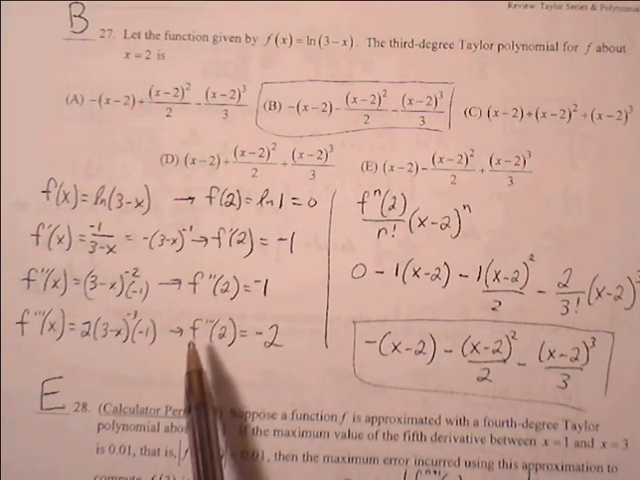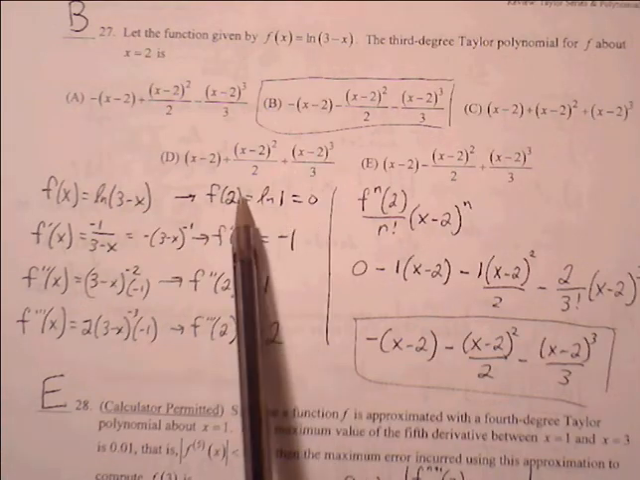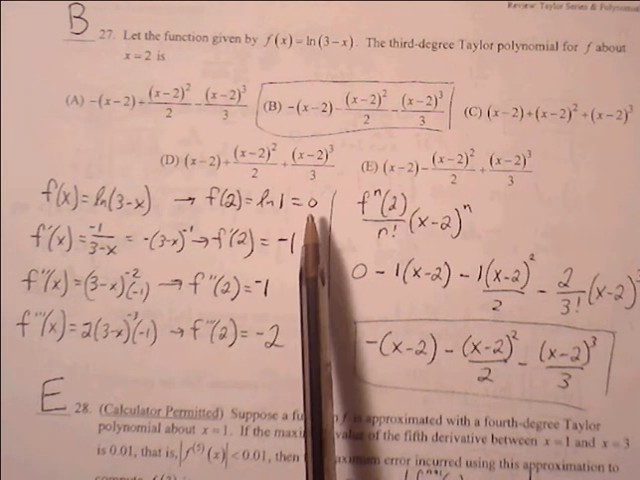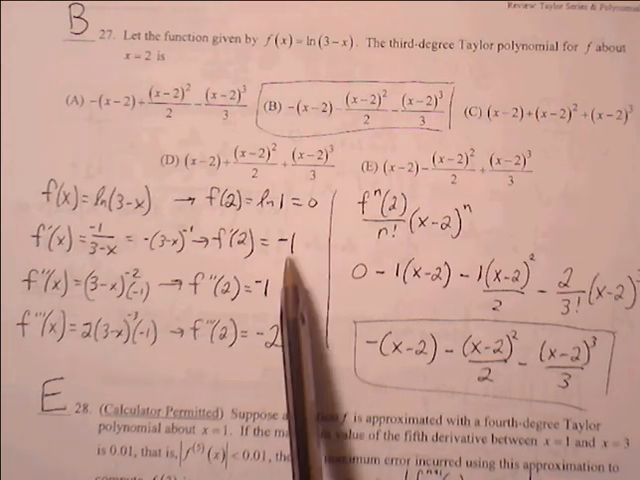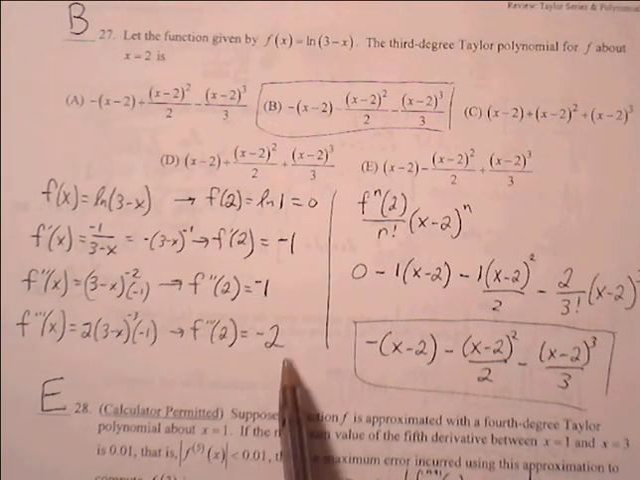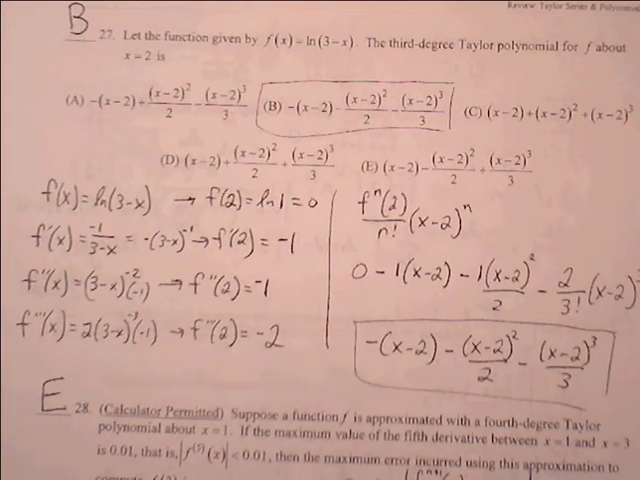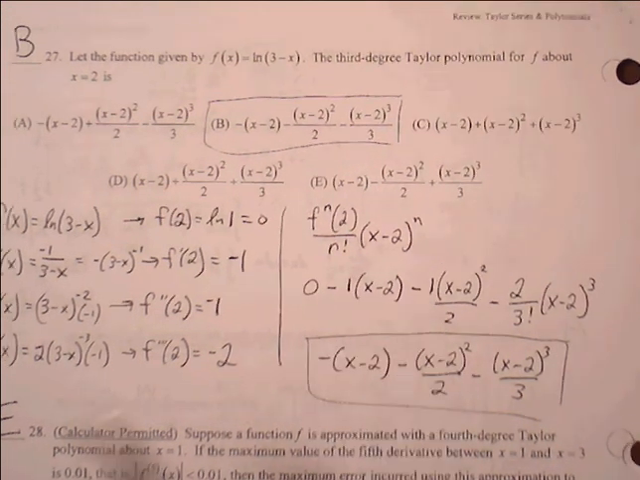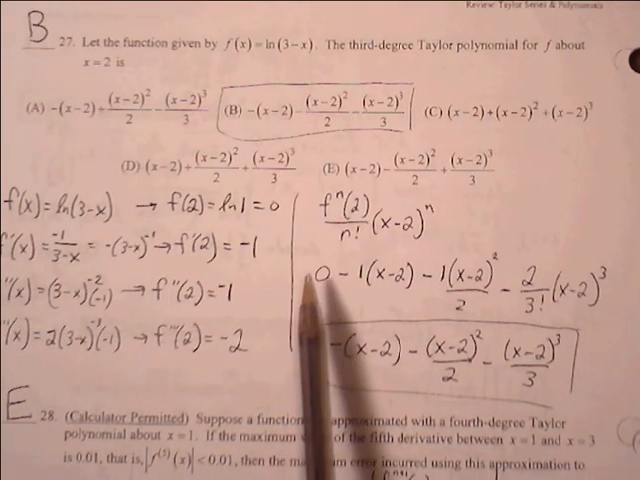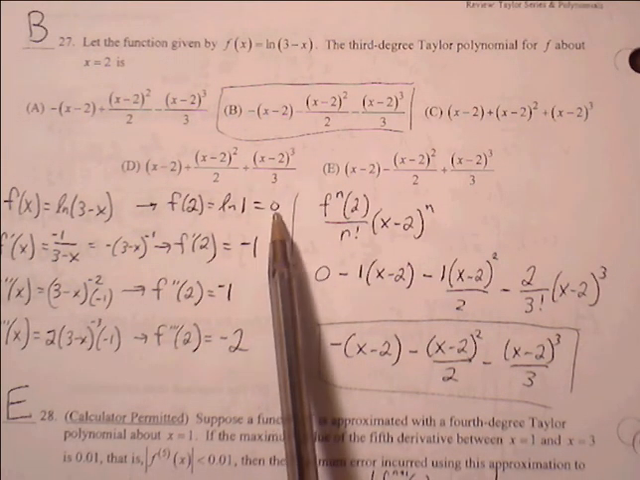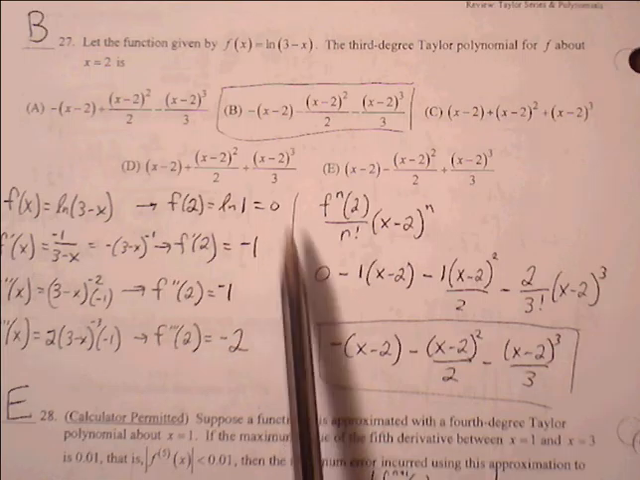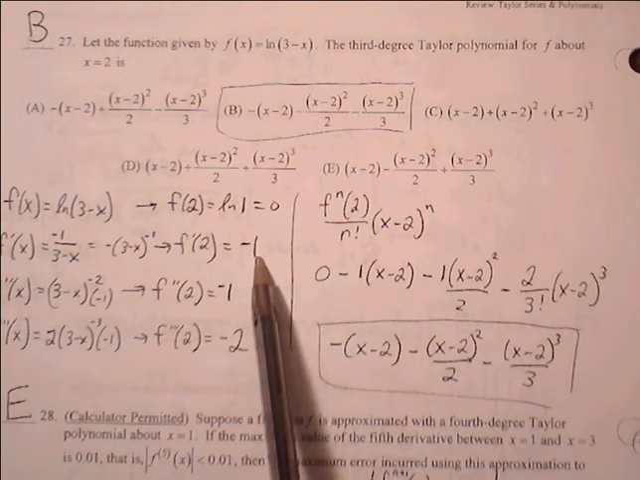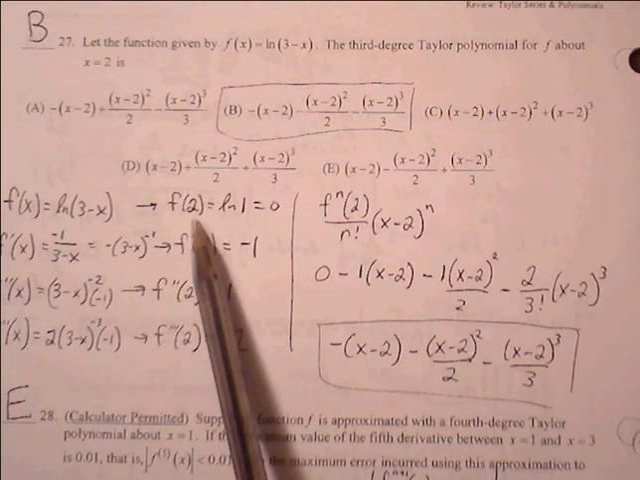Okay, so then we can plug 2 into each of the functions and derivatives. We get 0, negative 1, negative 1, and negative 2. So all this gets plugged into each of the terms here. We know the first two terms are just going to be the tangent line equation, so y minus y sub 1 equals the slope times x minus x sub 1.